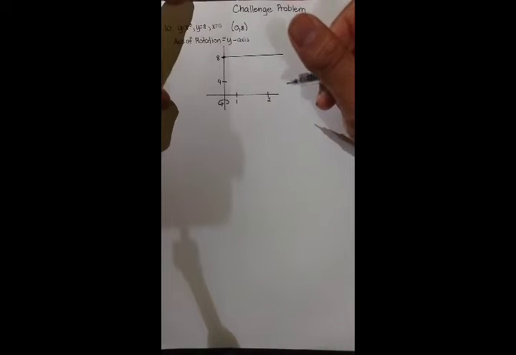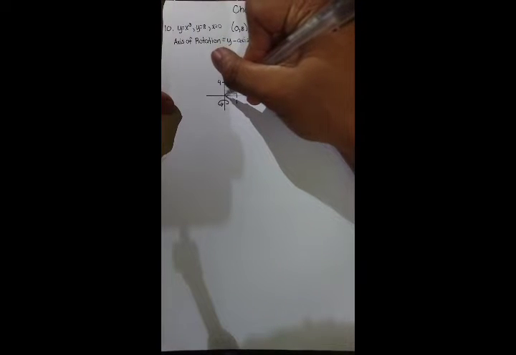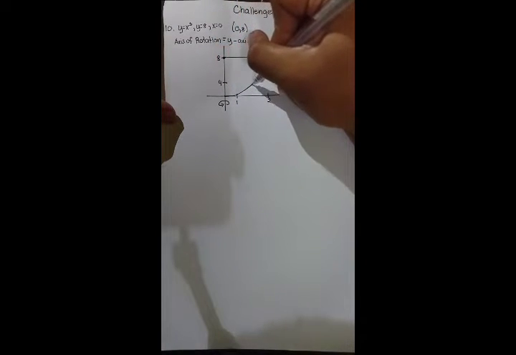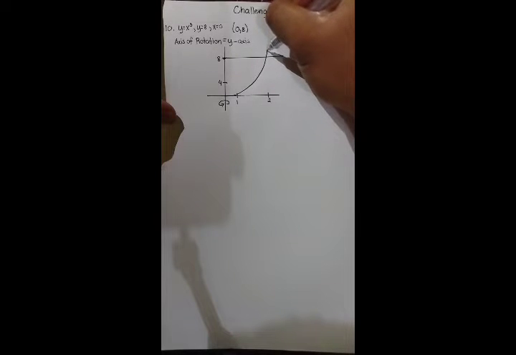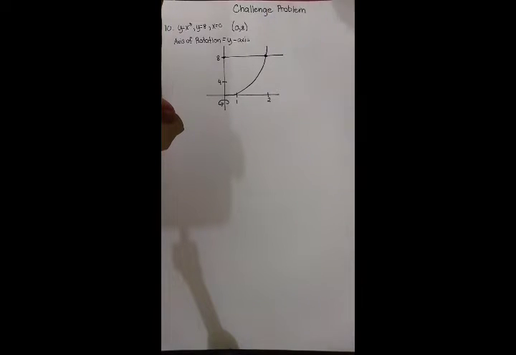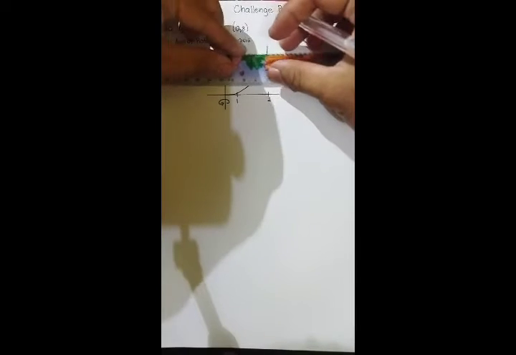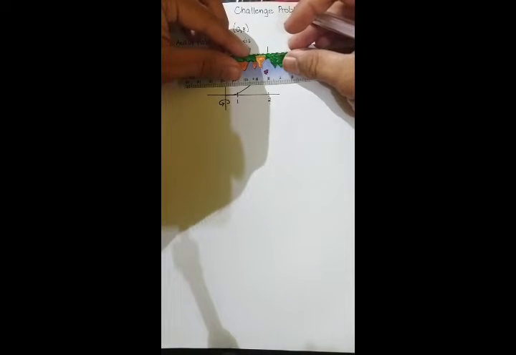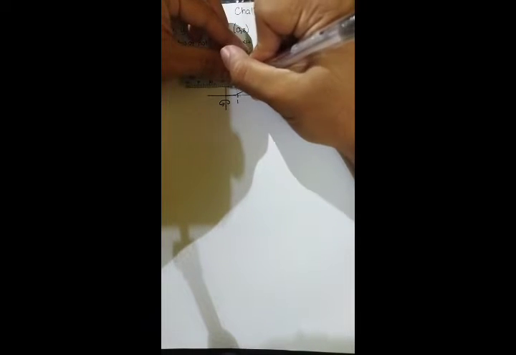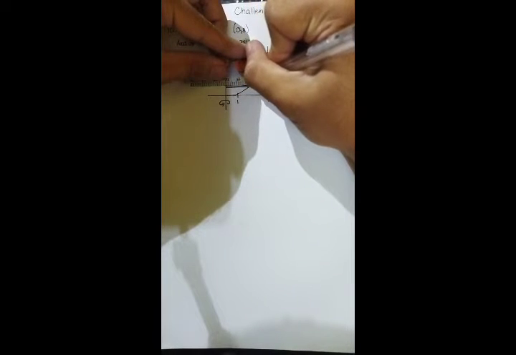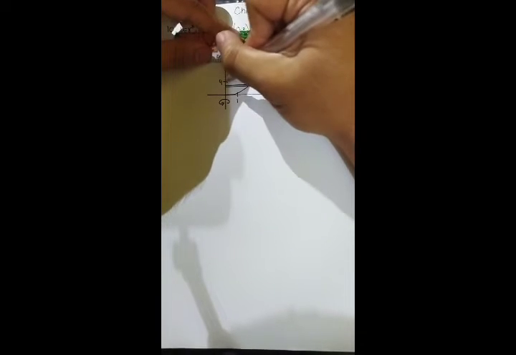So, y equals x cubed. The graph of y equals x cubed is approximately like this. And this is the point of intersection. So next, we're going to create a horizontal strip. Another one here. And shade it.